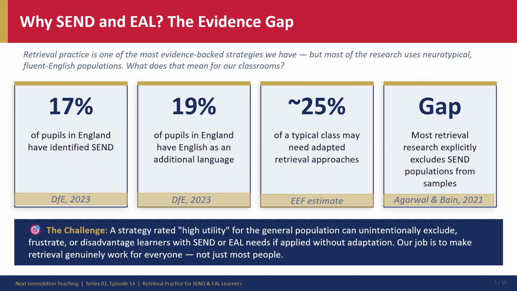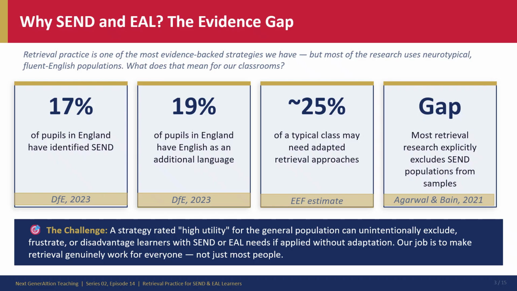So let me start with some numbers because they set the context for everything that follows. According to the Department for Education in 2023, around 17% of pupils in England have identified SEND. 19% have English as an additional language. And when you put those numbers together and acknowledge that there is significant overlap between the two groups, you're looking at a meaningful proportion of every class in every school in the country.